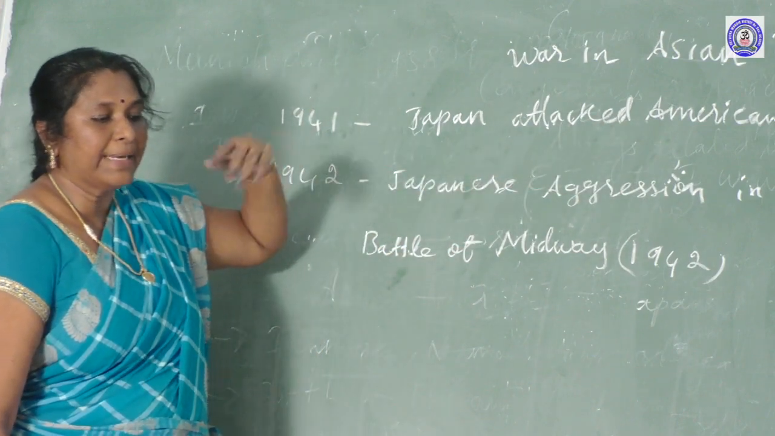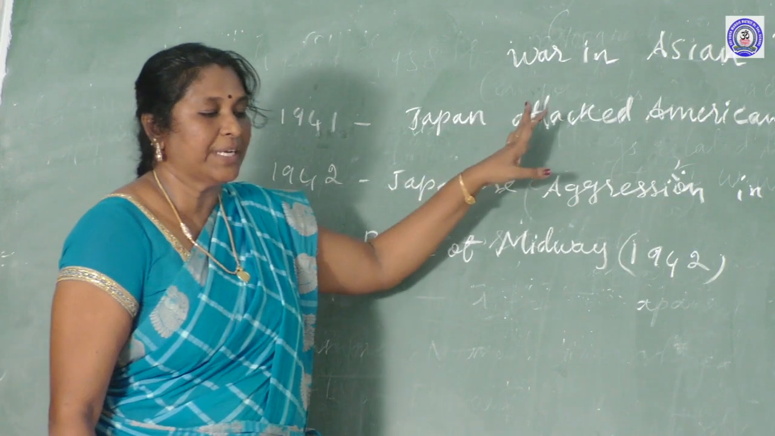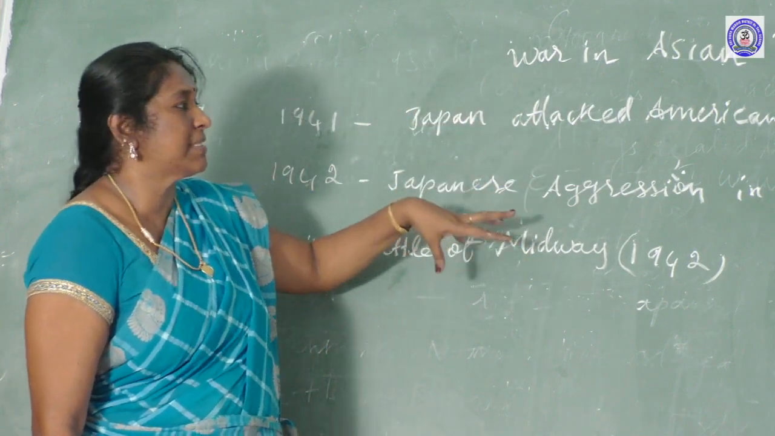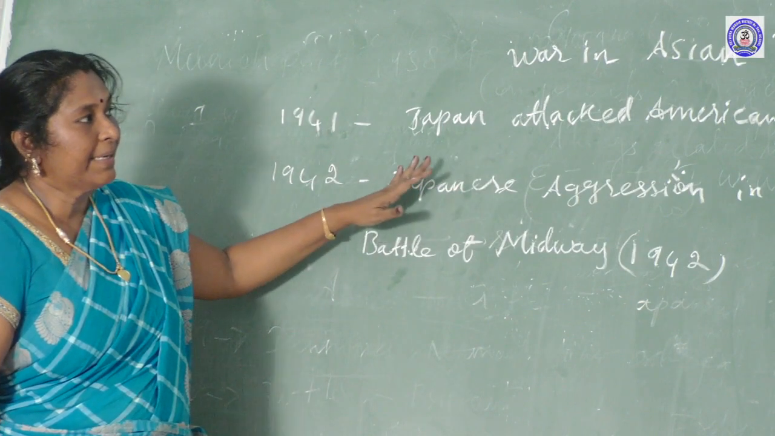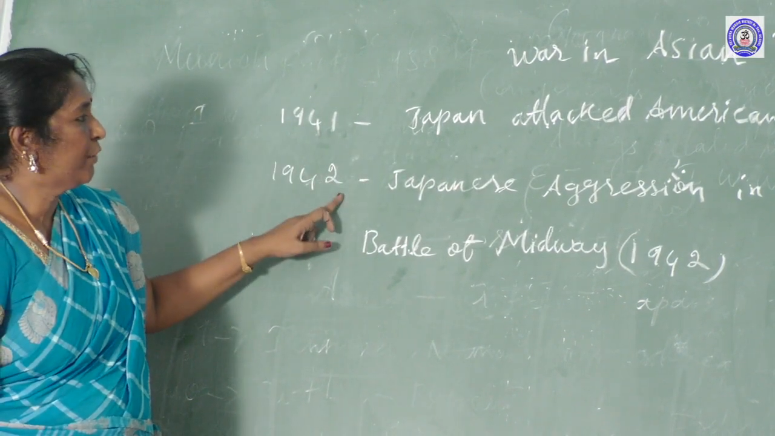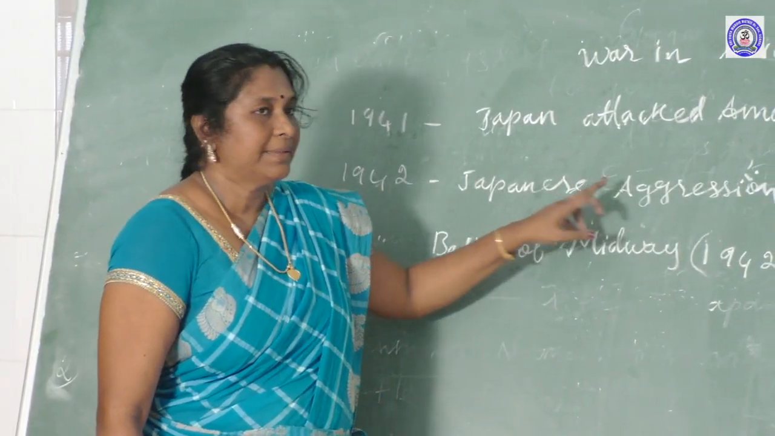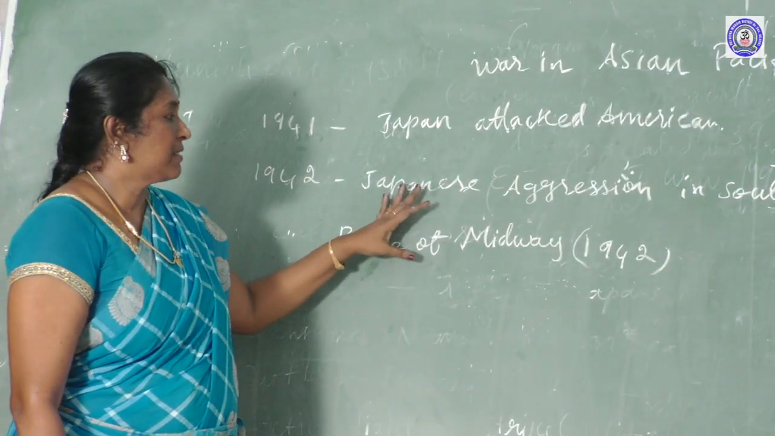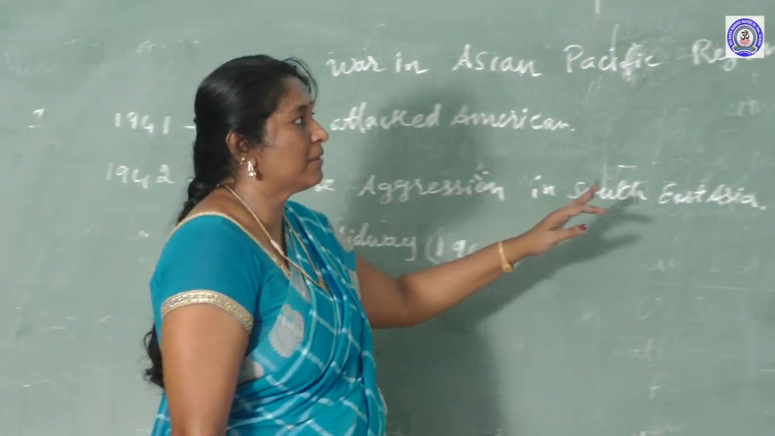And there many battleships were destroyed. And it brought the United States, with its enormous resources, into the war on the side of the Allied nations. And here, in 1942, Japanese aggression in Southeast Asia. From this content, the assessment reason question will come.